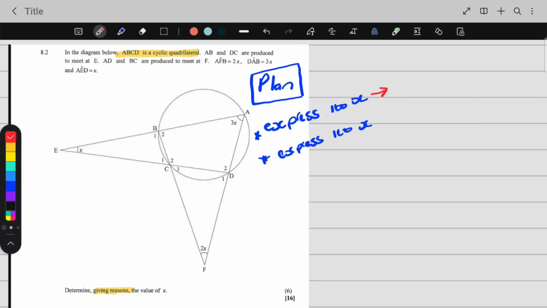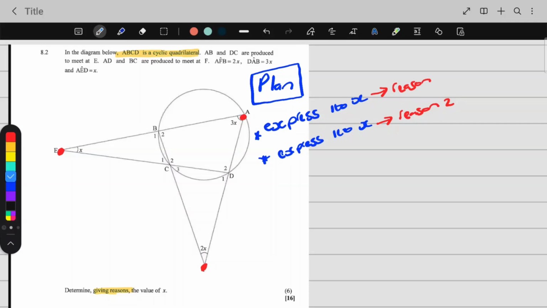So for the first one, I'm going to look for a reason. And for the second one, I'm going to look for another reason. And then I'm going to make them equal to each other. So that's my plan. Let's look if we can do that. So I have this angle over here, this angle over here, and this angle over here. So what other angle can I work out?